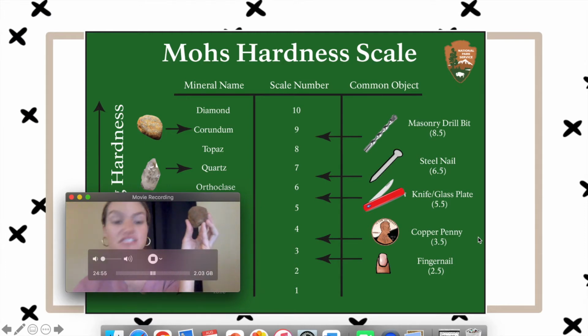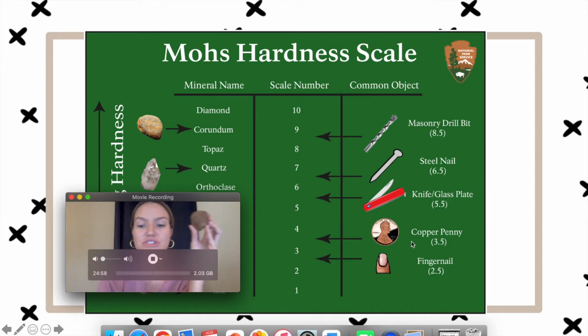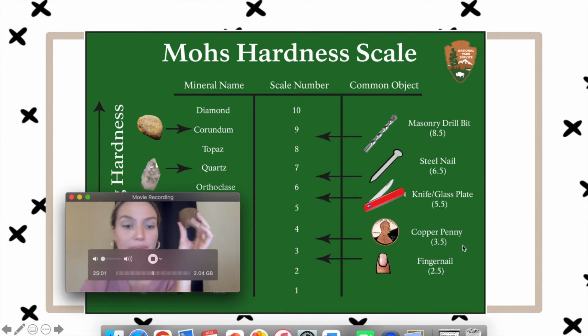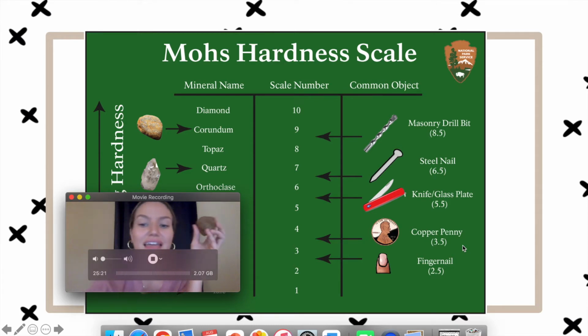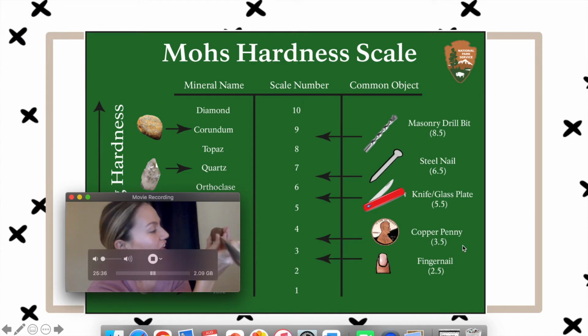Okay, so if it does not scratch, you're going to go to the next step, which is going to be a penny, right? It must be a copper penny, okay? So I'm going to take my penny and my rock, and I'm going to scratch. And it doesn't really seem like it's scratching to me, not really. So I'm going to move to the next step, which is a knife. Okay, so I have a knife. This is where you definitely need your parents' help. Okay, maybe your parents can do this for you and you just observe. That would be great.